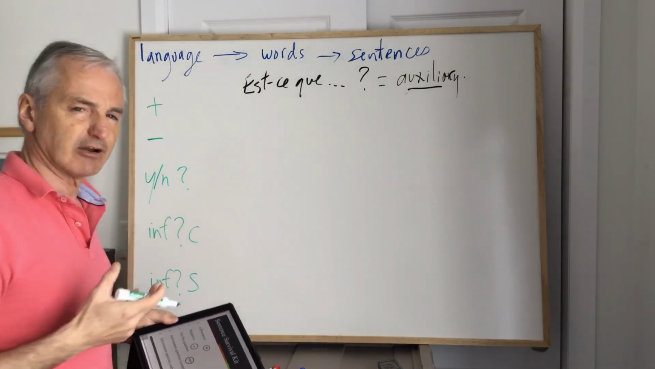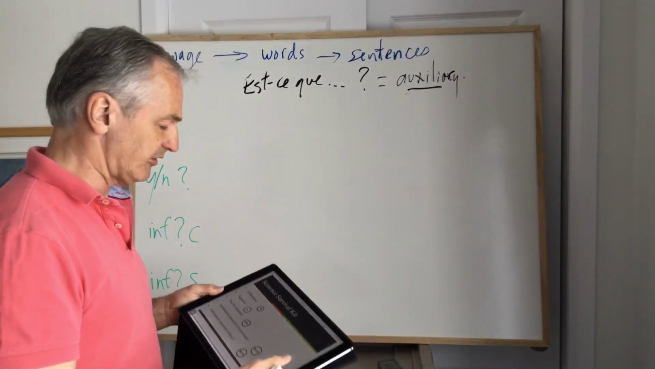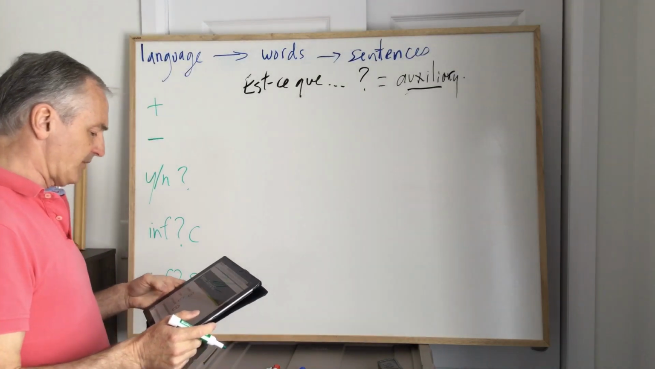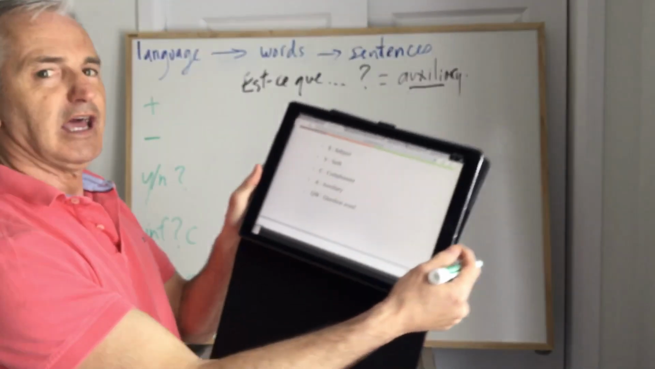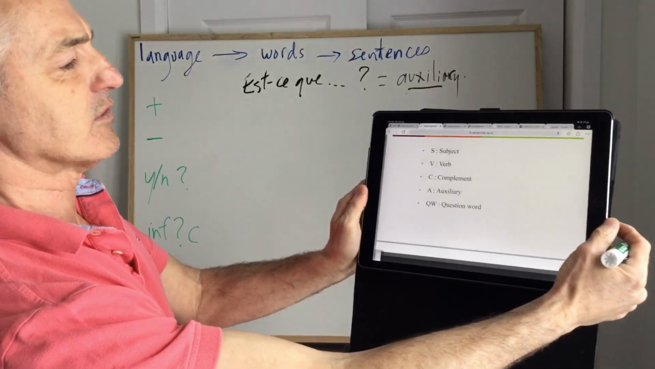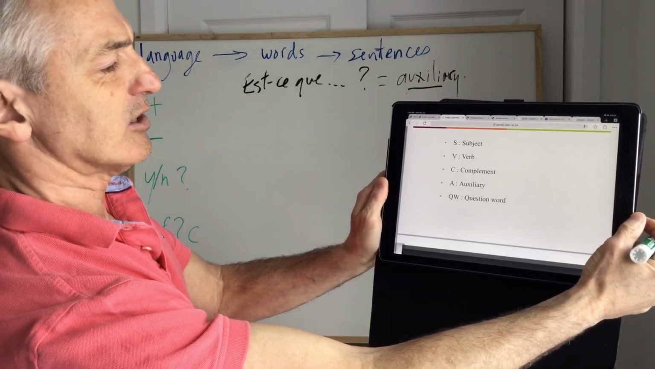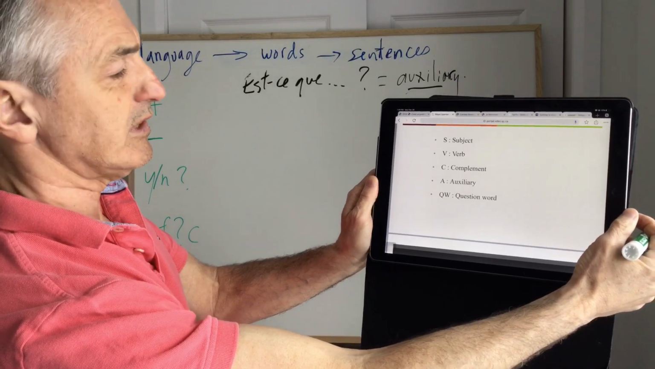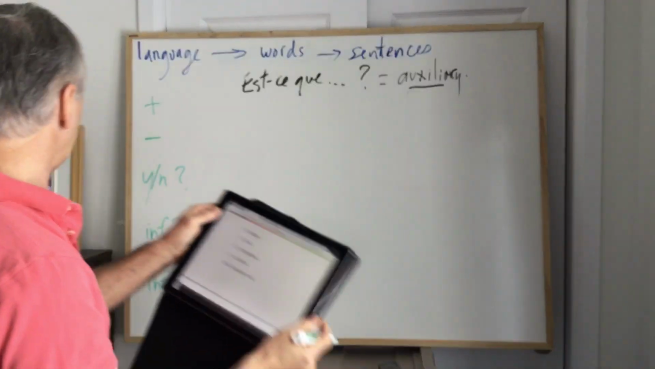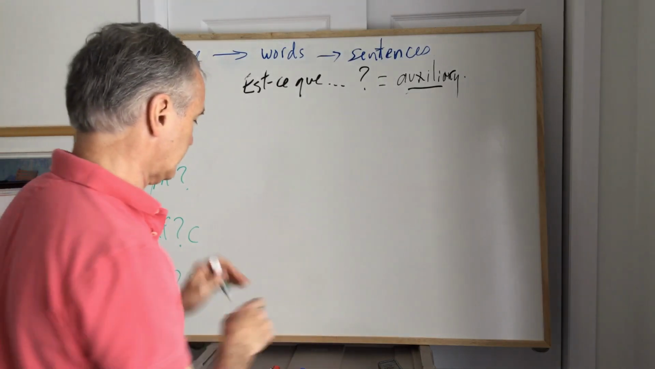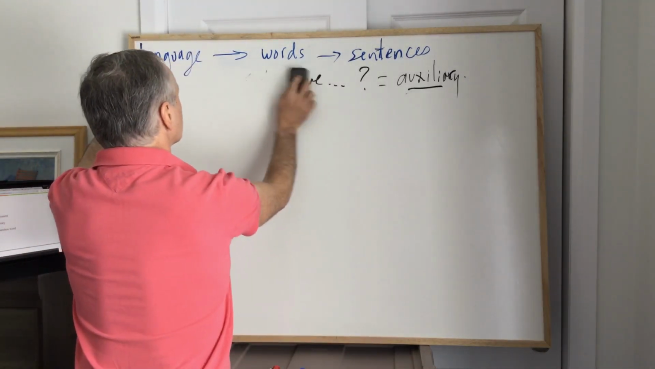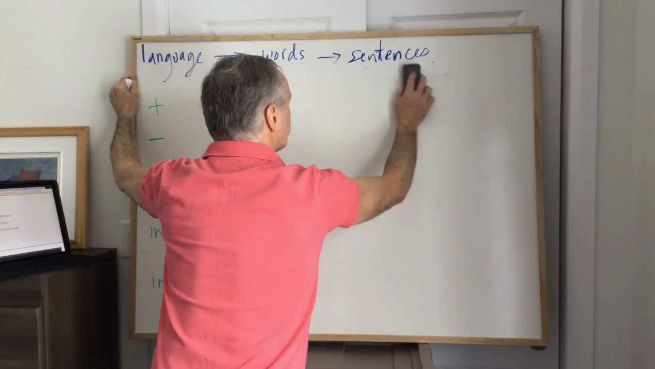Okay, now this looks like hieroglyphics to you. Anyway, now I'm going to use the symbols, which you'll find in your document. S for subject, V for verb, C complement, A auxiliary, and QW will be the question word. Now, let's stick all this stuff up here. Give you a chart. We'll get ESCA out of the way. ESCA is an auxiliary.